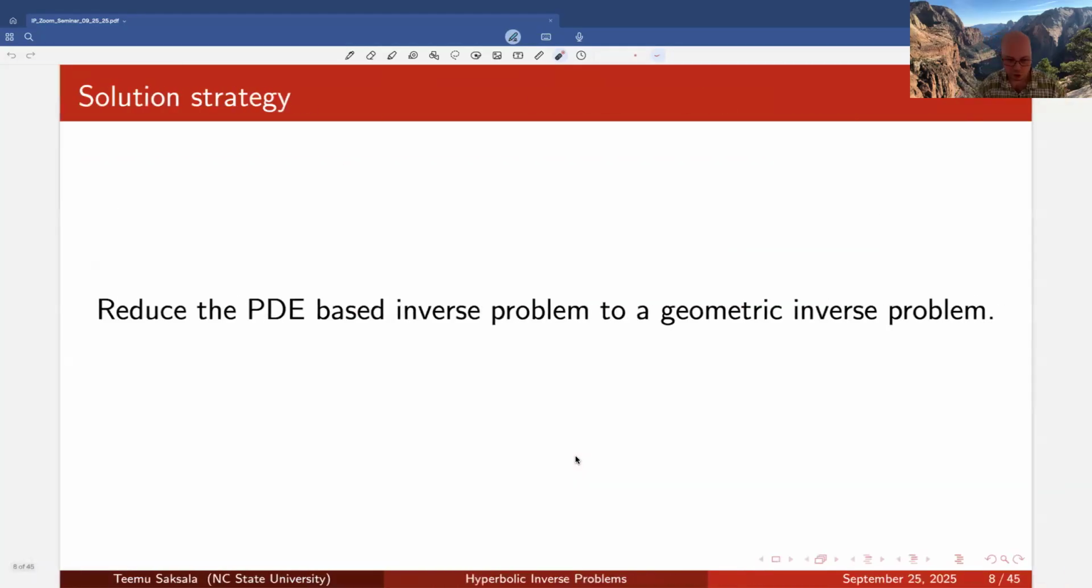And how are we going to do these three things? The red line which connects them all is that we need to do some kind of a trick which reduces this PDE-based inverse problem to a geometric inverse problem, and then we solve this geometric inverse problem. So really this talk is about reductions. I'm trying to show you a couple of types of reductions that we need to incorporate to solve these problems.